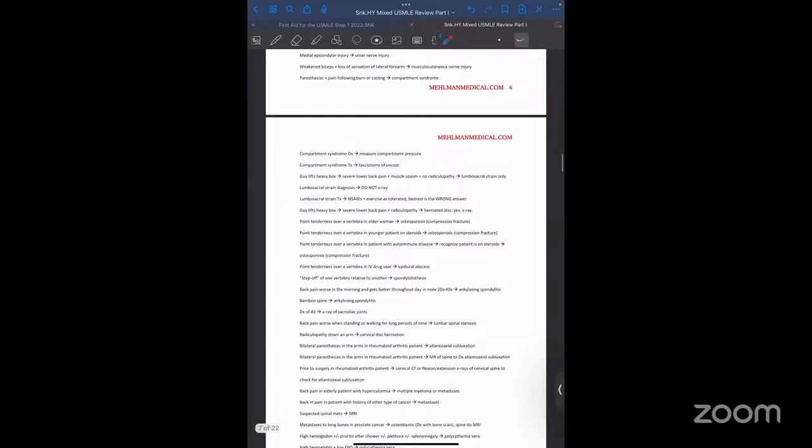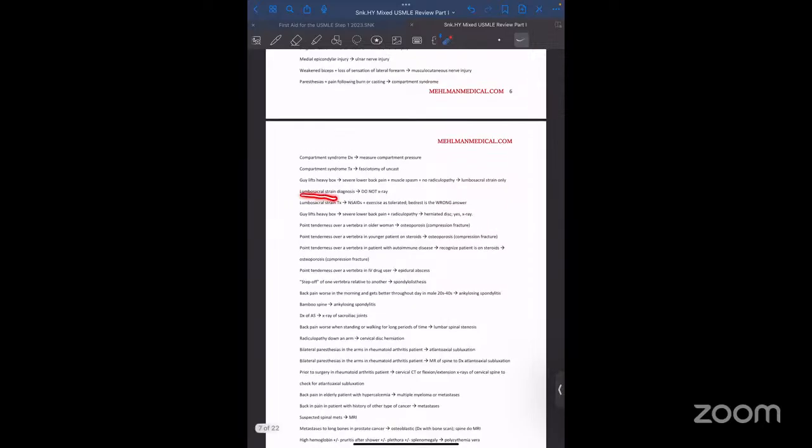Then a guy lifts a heavy box, leads to severe lower back pain plus muscle spasm, no radiculopathy. It's a lumbosacral strain only. Usually there'll be paraspinal tenderness. We don't need to do any imaging, just NSAIDs and observe, like painkillers. So lumbosacral strain diagnosis: yes, he says do not X-ray. Treatment, NSAIDs plus exercise as tolerated. Bed rest is the wrong answer. Yes, in MSK, bed rest is never the answer. It's usually normal activity as tolerated.